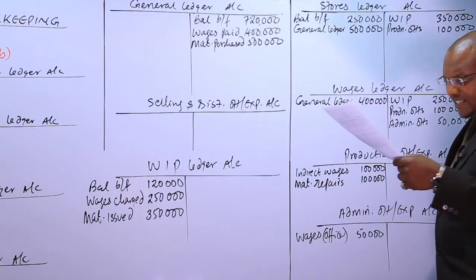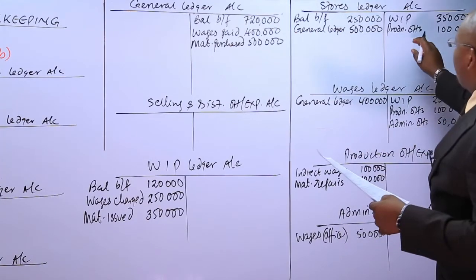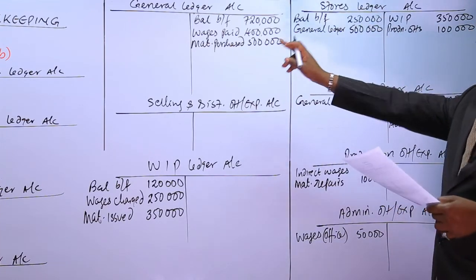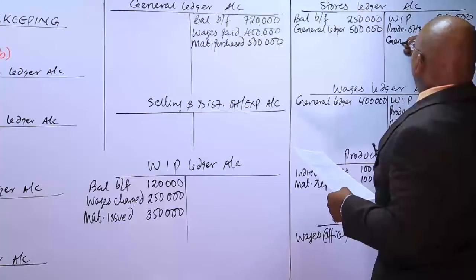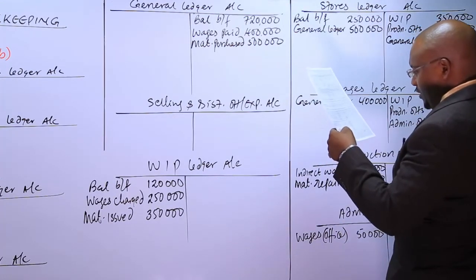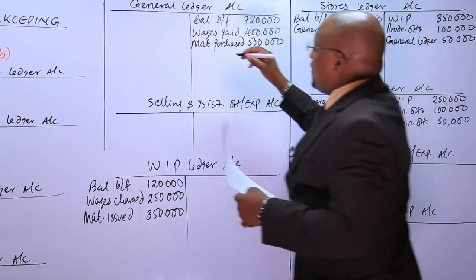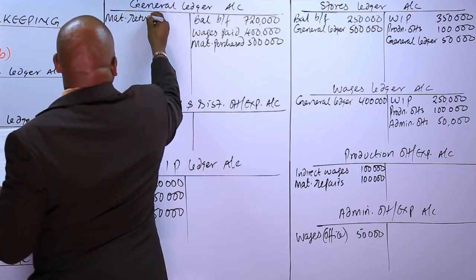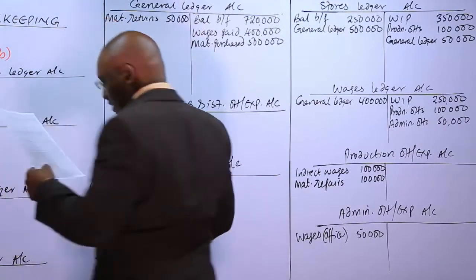Then materials returned to vendor. This should have been opposite, like we transfer this back to the creditor, but now you don't have a creditor, we have what? General ledger. We put here general ledger. This is 50,000. So we transfer here. This is material returns, 50,000.